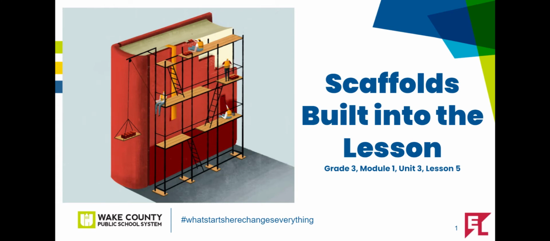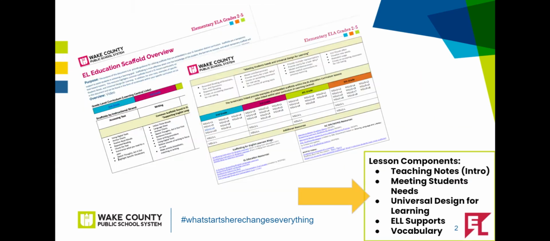Throughout this learning opportunity, we'll focus on examples of scaffolds that already exist within EL Education lessons using Lesson 5 from Grade 3, Module 1, Unit 3. An EL Education Scaffold Overview document for elementary ELA grades 2 through 5 can be found in Learning Central under the appendix within each grade level module and in the teacher planning tools for your grade level curriculum. Please refer to this document for additional supports as you plan.